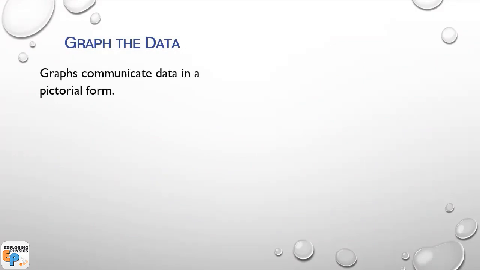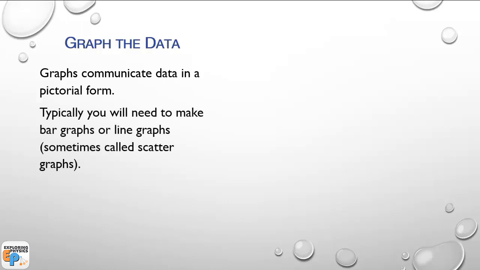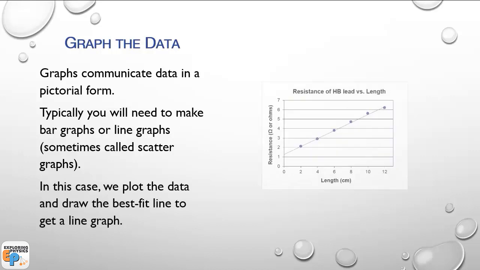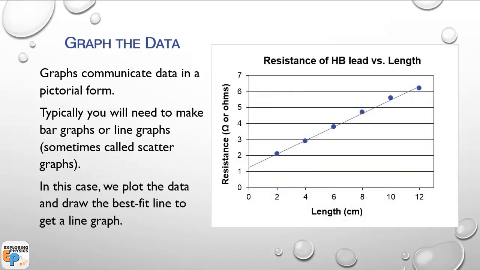Graphs communicate our data in a pictorial form. Typically, you will need to make bar graphs or line graphs, sometimes known as scatter graphs. In this case, we plot the data and draw the best fit line to get a line graph.